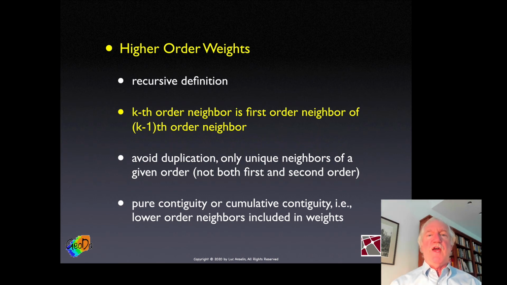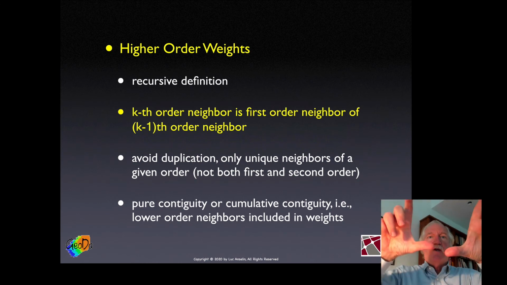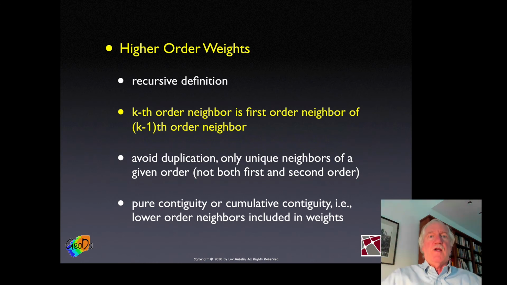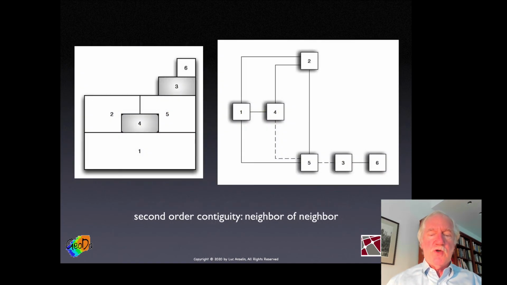So you can think of that. The pure order, you can think of like a donut, and then another donut bigger, and then another donut even bigger. Cumulative contiguity, you start with a ring, and then the ring just gets wider and wider and wider and further away from the original observation.